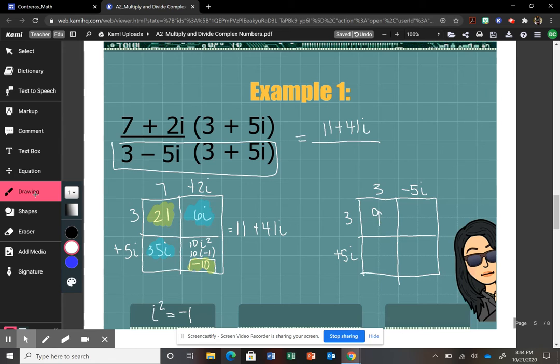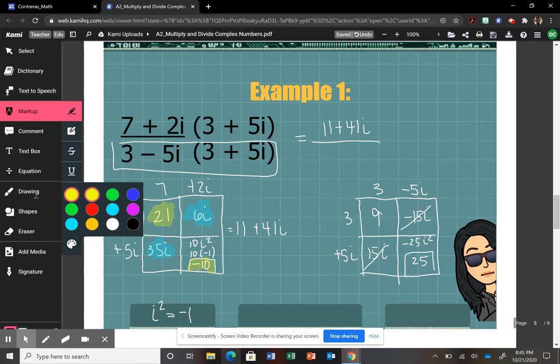Okay, so here I get 9, multiply those two, I get -15i. Now notice here I get a positive 15i, so these two cancel out. That's exactly why we did the conjugate. And then here I get -25i squared, but i squared is -1. So -1 times -25 is a positive 25. You could think of it as the i squared changes the sign. Someone mentioned that, and I said, yeah, I guess you're right.